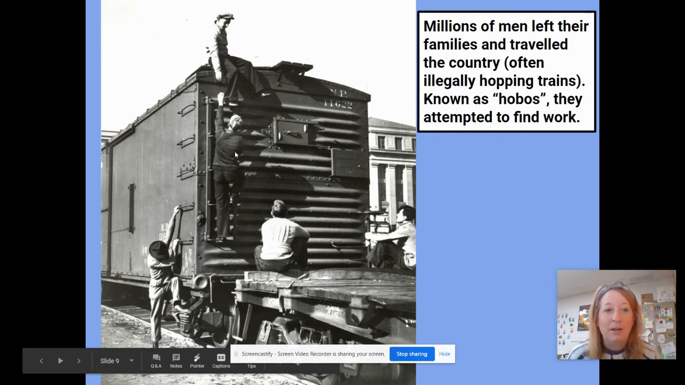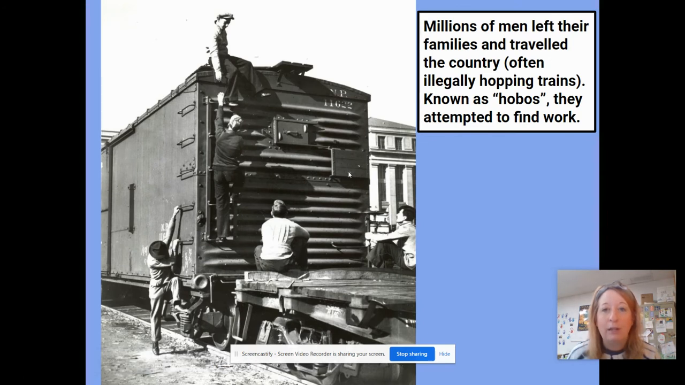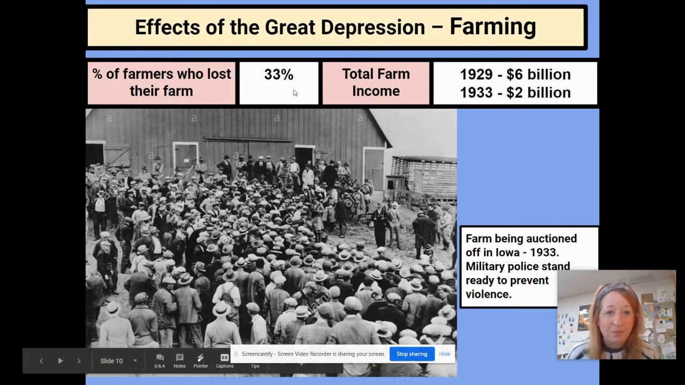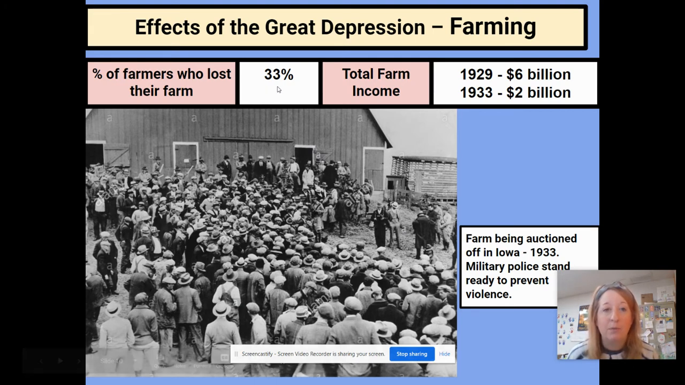Additionally, these men, as I mentioned, would hop a train illegally. Oftentimes they were referred to as hobos, and they would travel anywhere they could to find work to support their families. The farmers are probably one of the hardest hit during the Great Depression. Many of them lost their land, again, because they were unable to pay the mortgage on their land. In fact, 33% of farmers lost their farms.